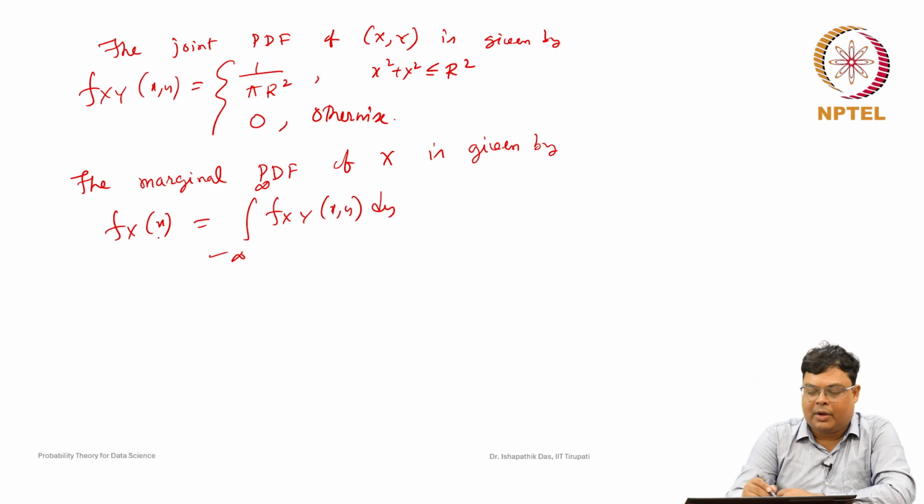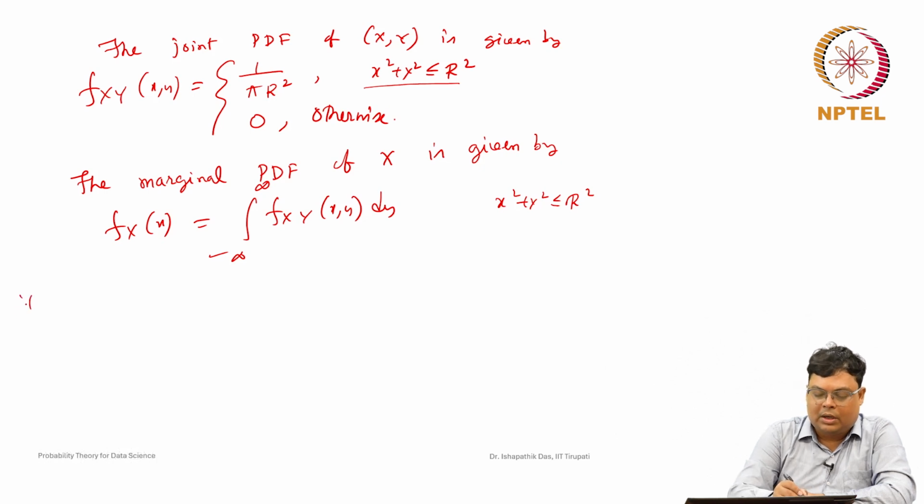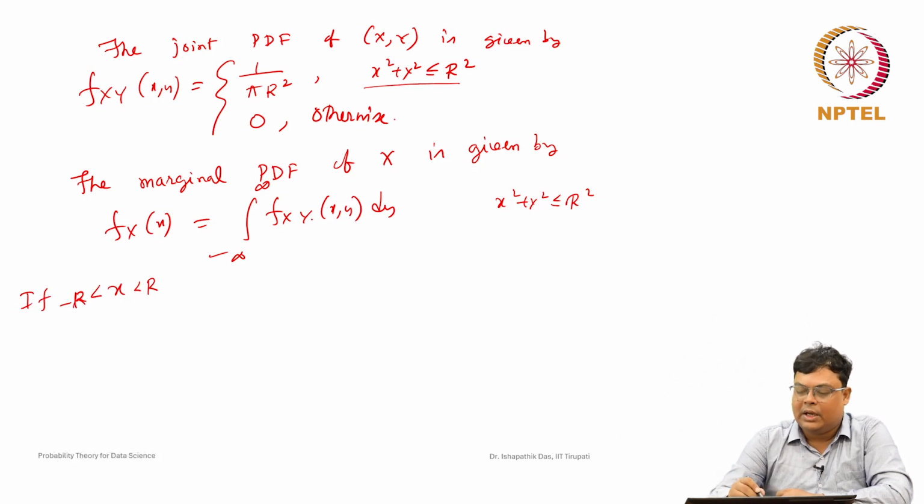Now, for a fixed x, that is why the previous integration was required. What will be the limits where this density function is non-zero? We see that it is non-zero whenever x square plus y square is less than or equal to r square. For a particular value of x, the possible values are a minimum of minus r and a maximum of plus r. Only then is it non-zero, otherwise it is 0.